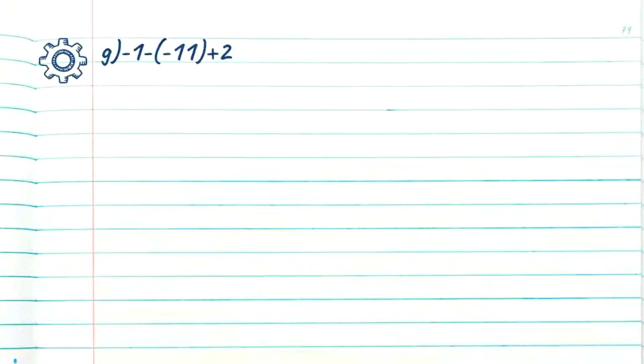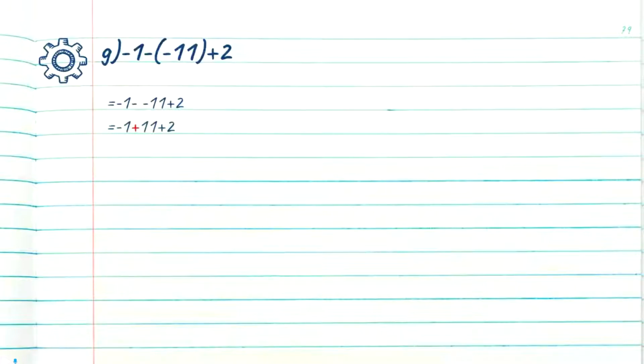So if we look at G, this does require some cleanup, so let's go ahead and remove the bracket. Now we have a -1 minus a minus 11 plus 2. We can see that there are two minus signs there, and because they're the same, we can reduce that into a plus sign. So let's go ahead and clean up our line. Our new equation is -1 plus 11 plus 2.